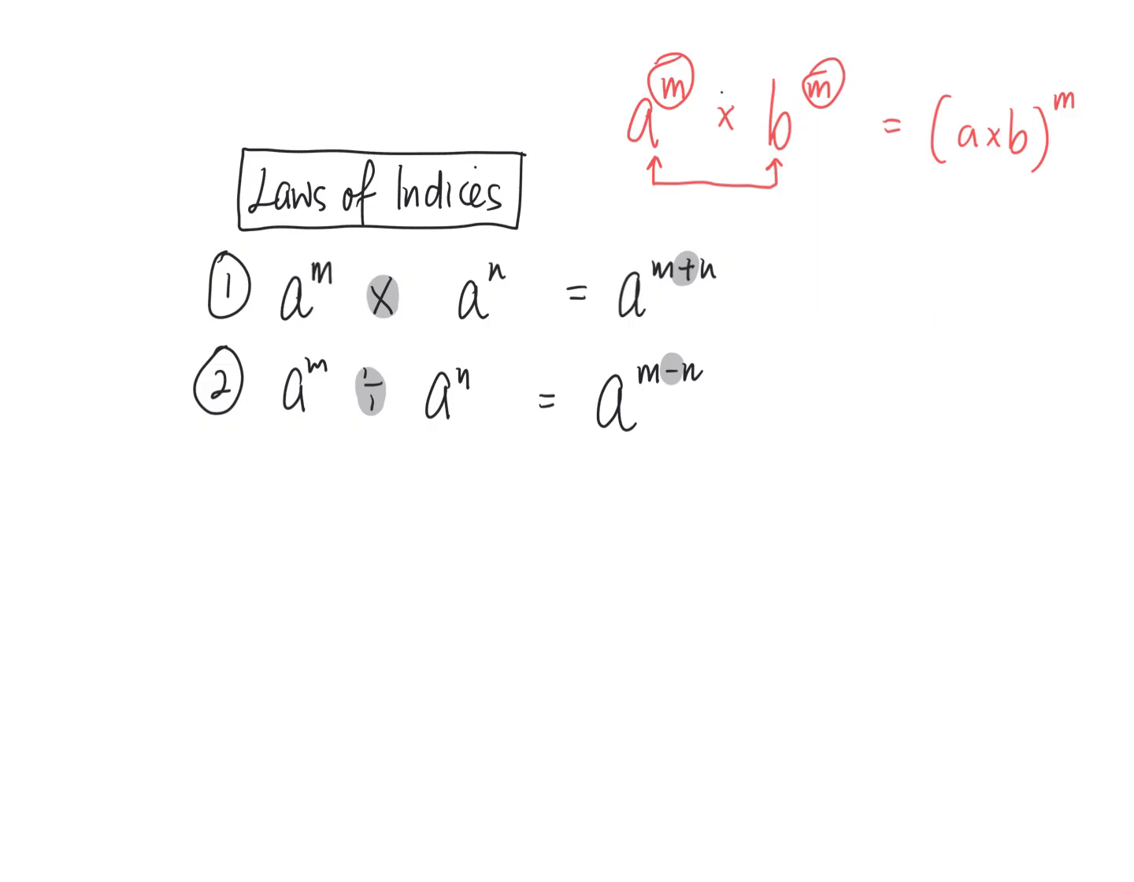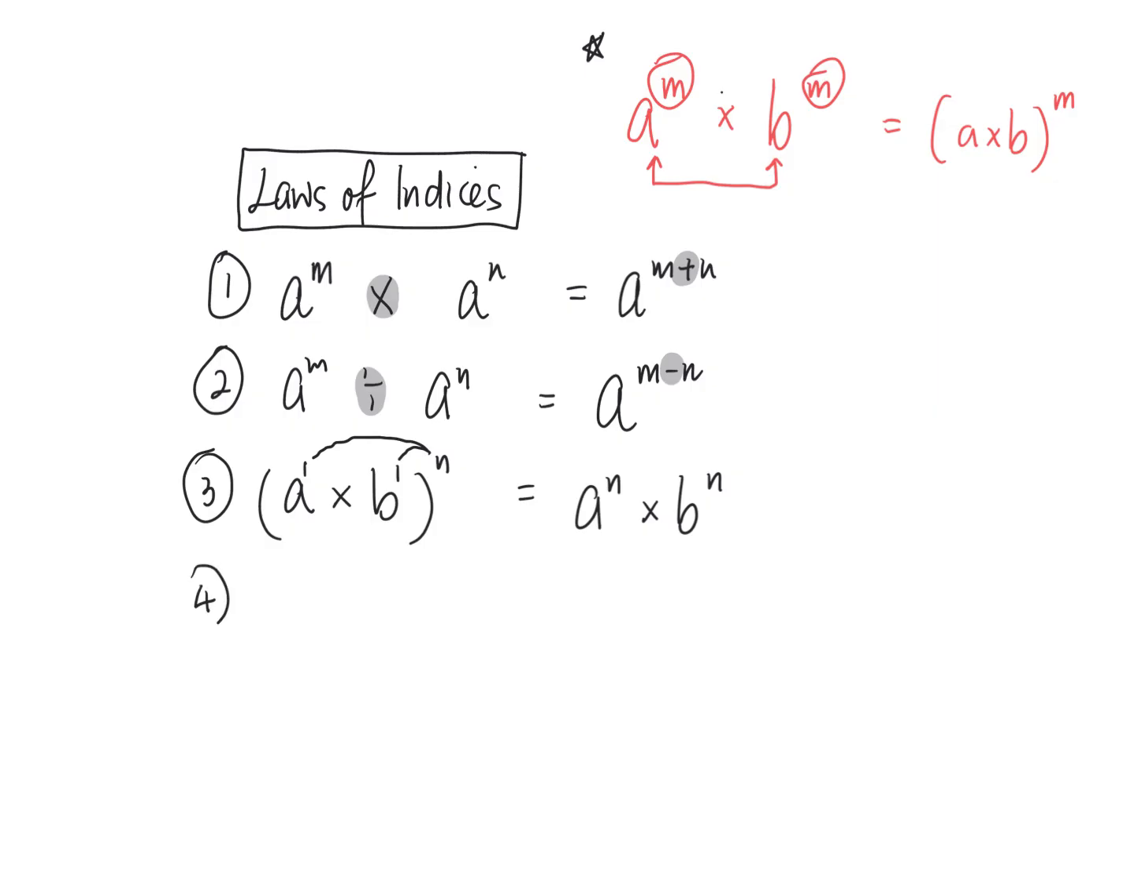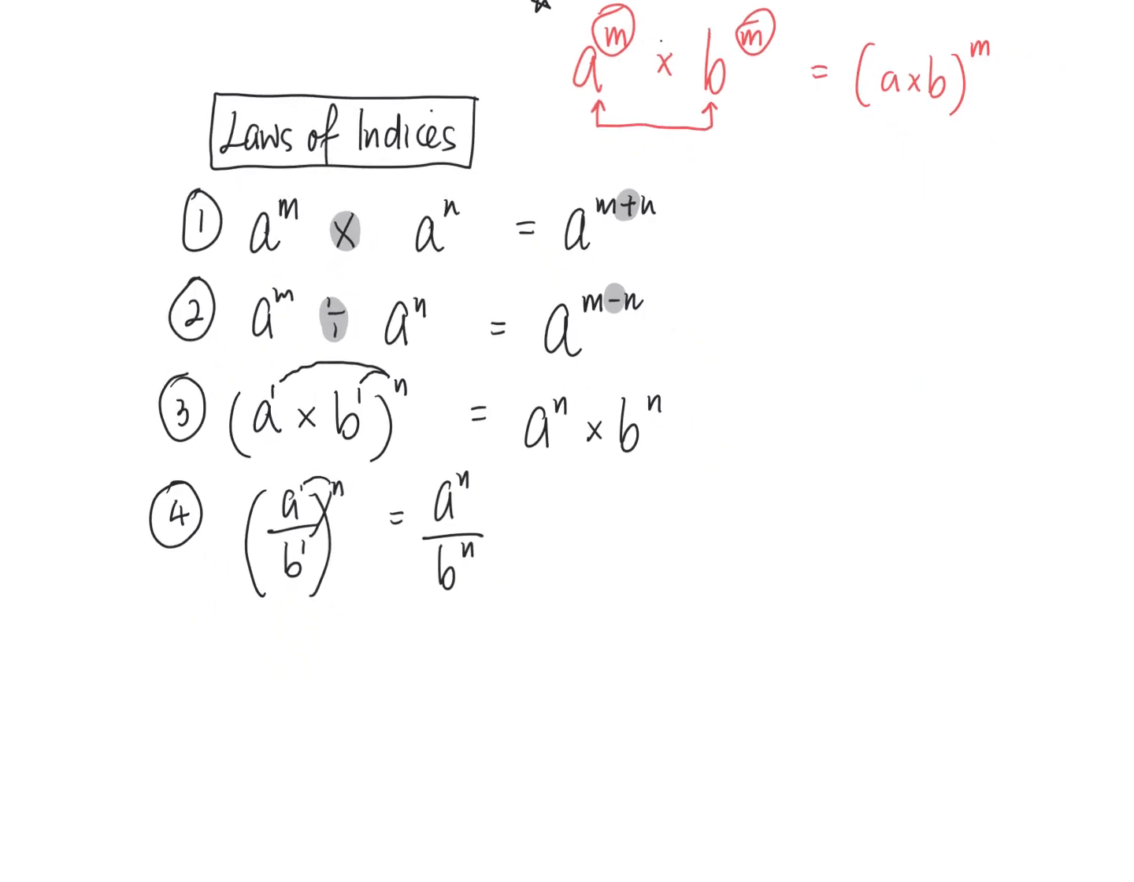Okay, so this one is actually one of your other rules. So (a times b) to the power of n means each of them gets the same power. So this is actually rule number 3. Both of them have power 1, although I never write it there, but both of them get the same power. Okay, rule 4, if I have a fraction, both of them will get the same power as well. So it's a^n over b^n. Okay, so that's the 4th law.